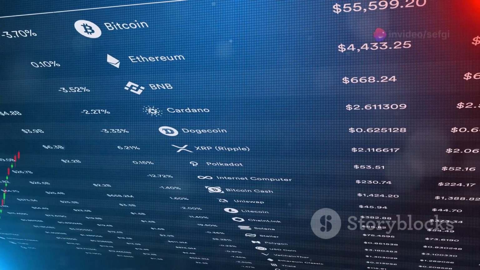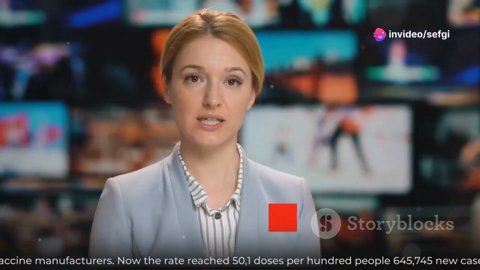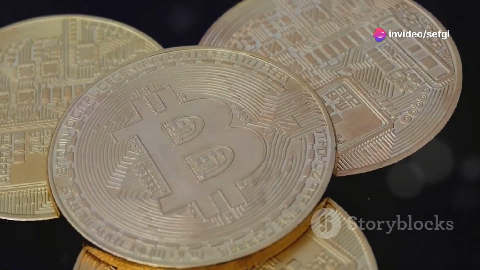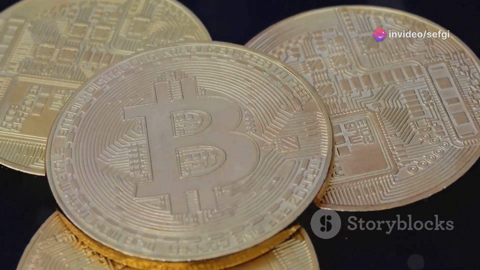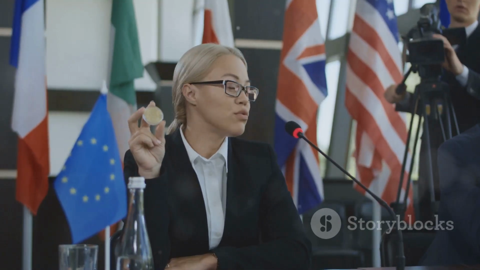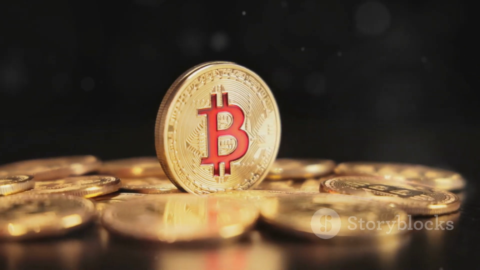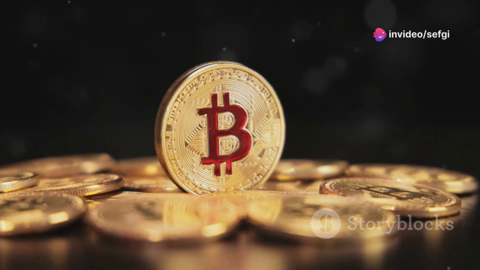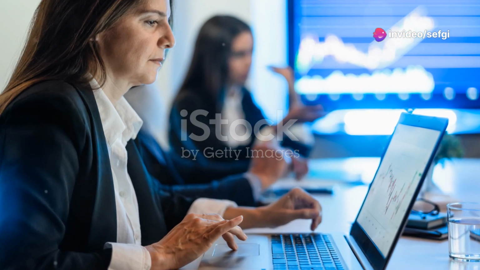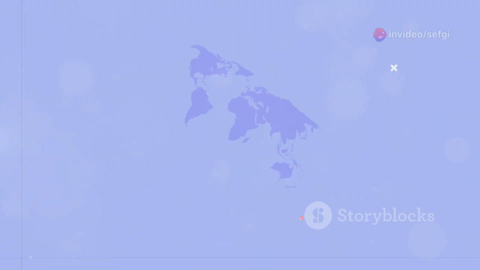The value of cryptocurrencies is highly speculative and subject to extreme price swings. The decentralized nature presents challenges for regulators. Governments are grappling with how to regulate cryptocurrencies effectively. Despite challenges, cryptocurrencies have sparked innovation in financial technology. Blockchain technology has the potential to revolutionize various industries.